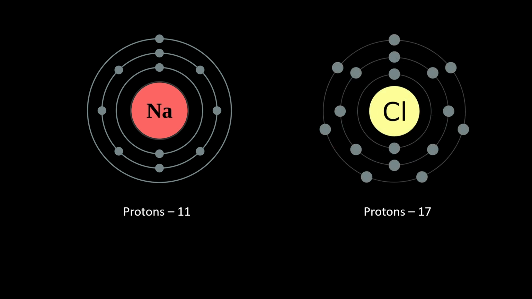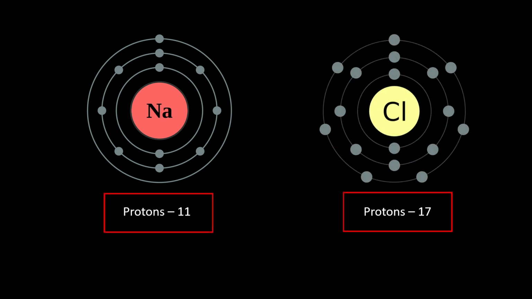To understand this, focus on the protons. Sodium has 11 protons and chlorine has 17 protons. So the 11 protons of sodium are going to pull the outermost one electron. We are just going to focus on the outermost electron because only it is active in reactions. Now the 17 protons of chlorine will also pull on the 7 outermost electrons.